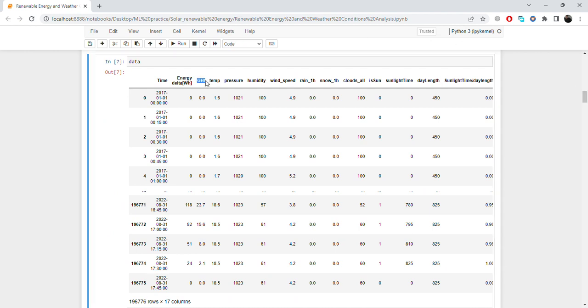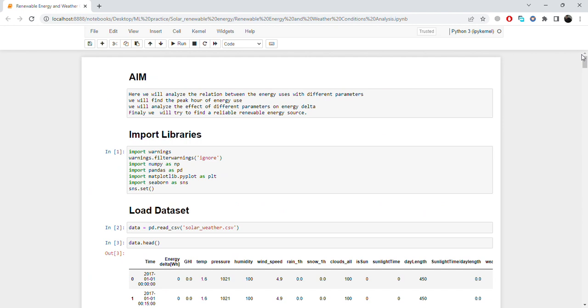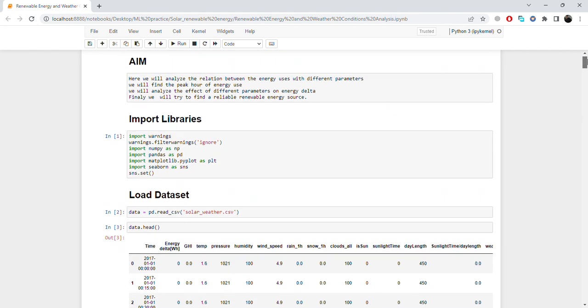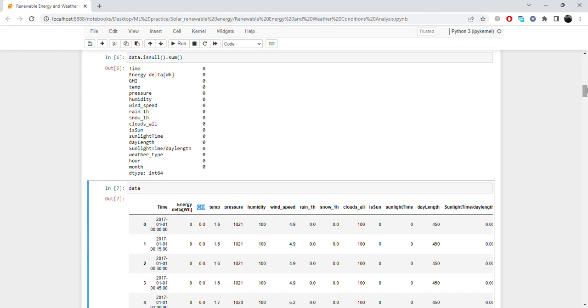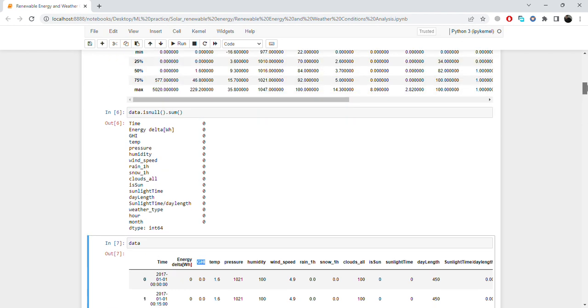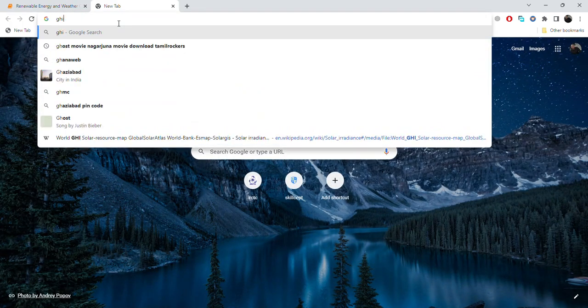This is the solar radiation. Then how do we know what the GHI is? We also mentioned here what the GHI is. Now GHI means global horizontal irradiation. Here although I have written it. Okay, if you don't know, then this is the global horizontal irradiation. You can find GHI here.